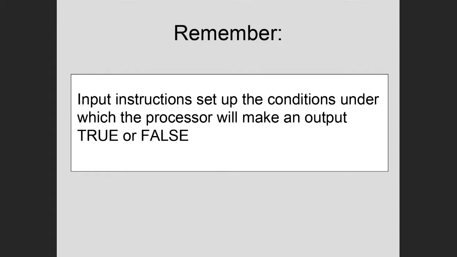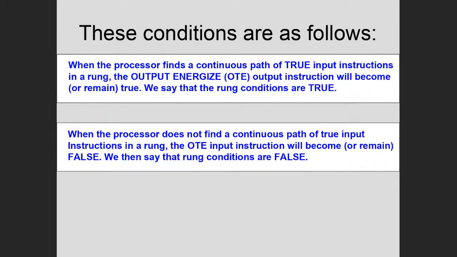And so input instructions set up conditions under which the processor will make an output true or false. So ultimately, that's what you want to do. Use those input commands to give you a single true rung or a single false rung, which will then update the output image table with the 1 or 0 to turn the machine on or off.